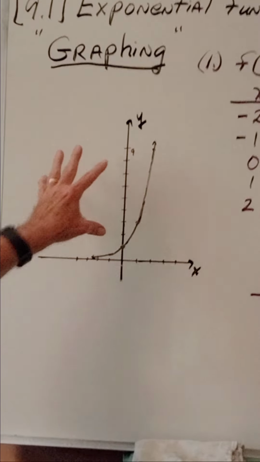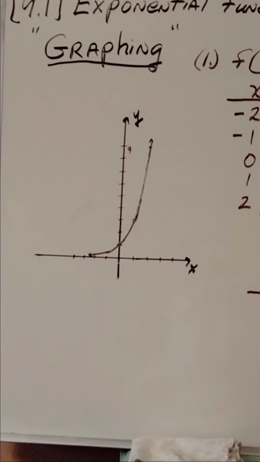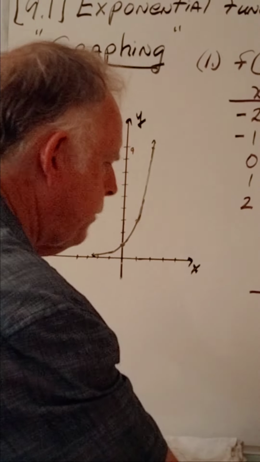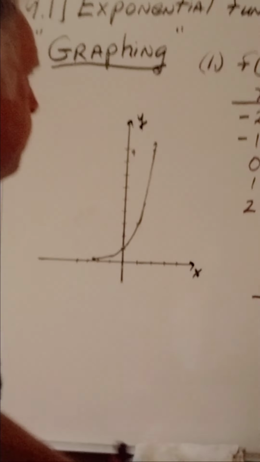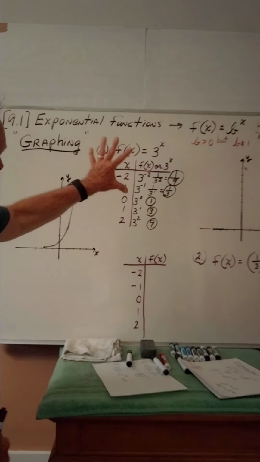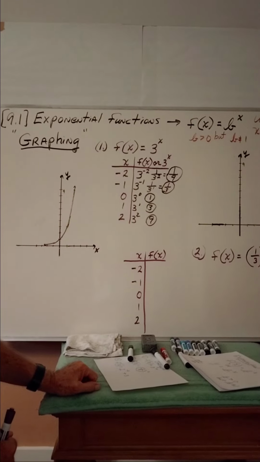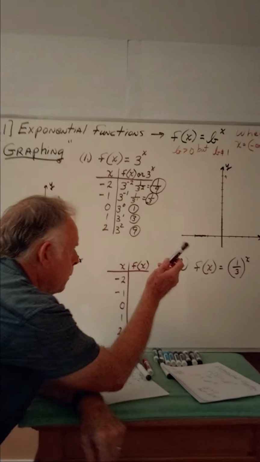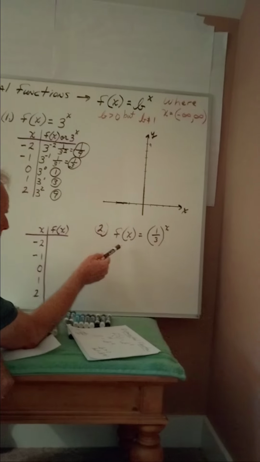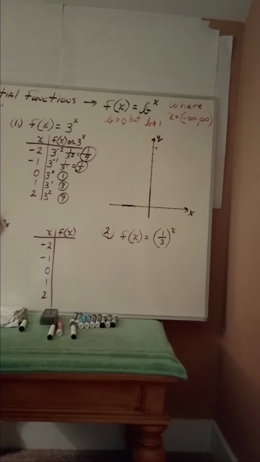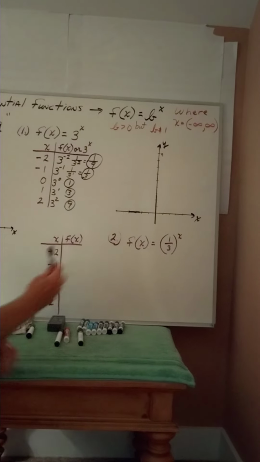We'll just kind of leave that there for a second because we're going to come back to it when we talk about the characteristics of this type of function. So that's the graph of f of x is equal to 3 to the x. Now we're going to come over to number 2. I've got such limited space that I'm dealing with here. So we'll go to number 2.